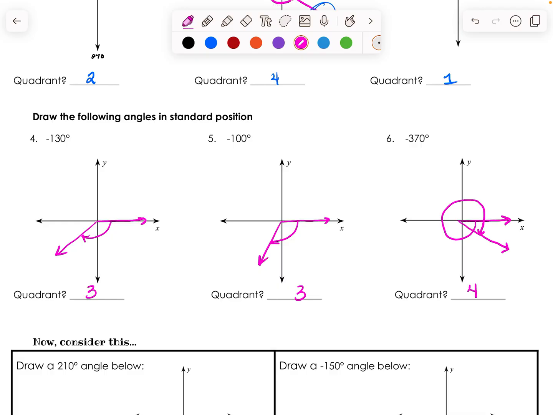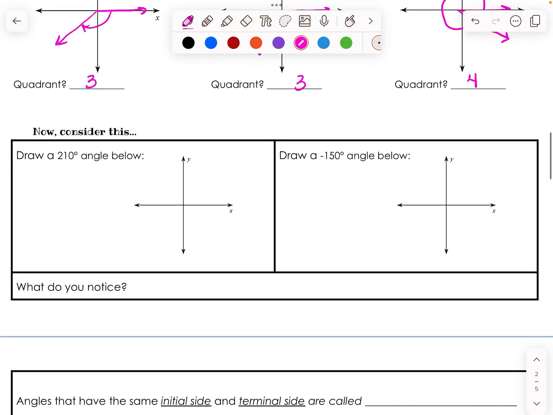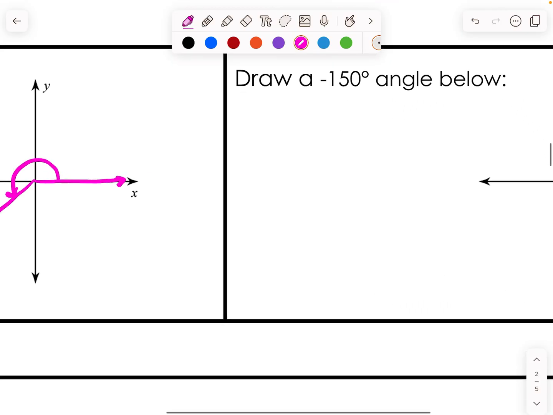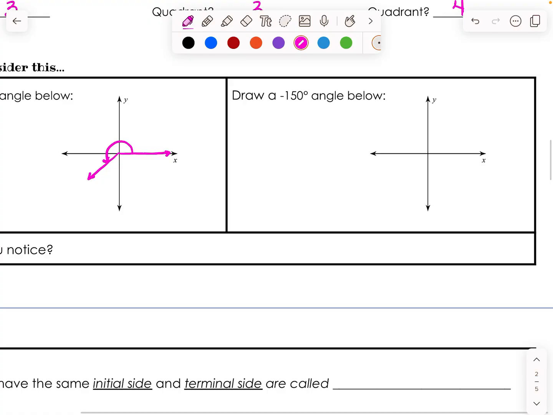All right, 210-degree angle. Starting at 180, 210. Ends there. All right, negative 150. Ends there.